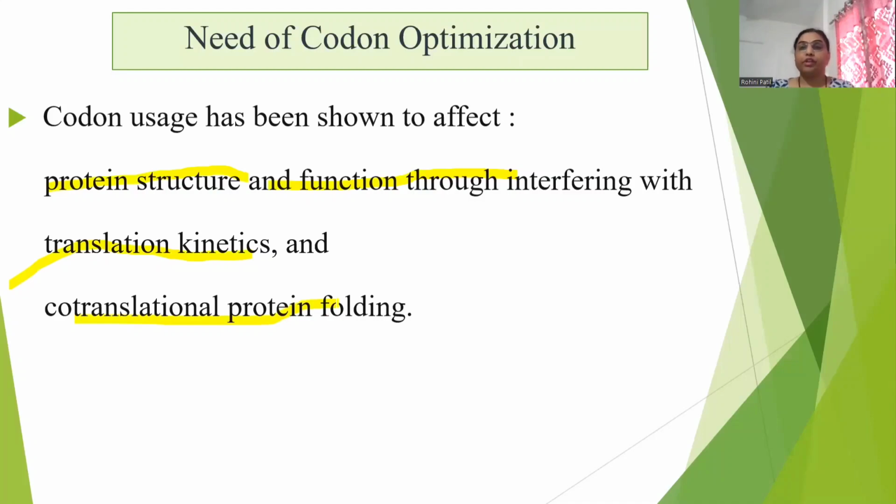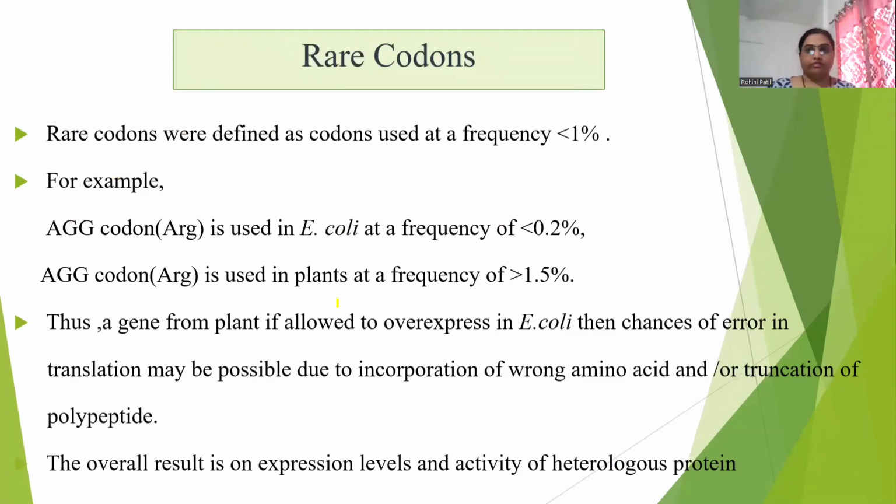Now here, what we have learned is that there are synonymous codons, and among the synonymous codons, some are frequently used codons, that is, there is codon use bias, and some are rarely used codons. Now here, what are these rare codons? Rare codons were defined as codons used at a frequency of less than 1%.